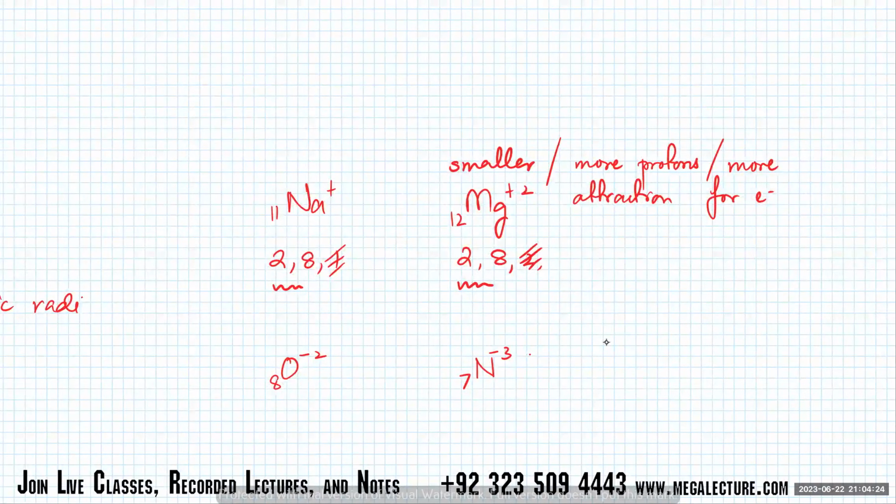Nitrogen, bigger one? No? Because they have exactly, I mean, this is actually 2,6. This is 2,5, but this is gaining 2 electrons, so this is actually 2,8. This is gaining 3 electrons, so this is also 2,8. So they have the same electrons. Oxygen is going to be the smaller one.